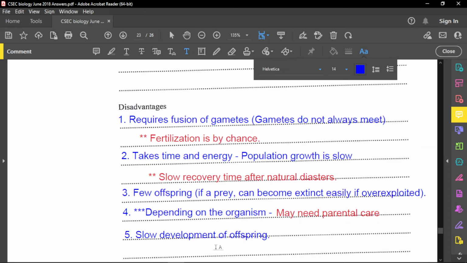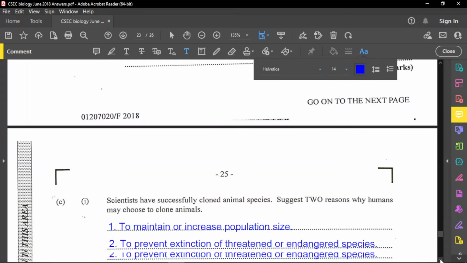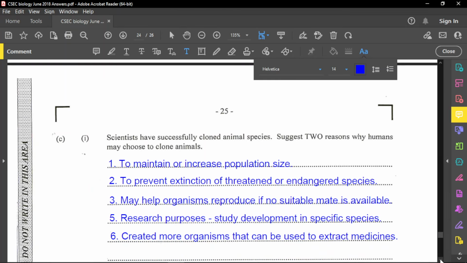Number 5 is the slow development of offspring. Offspring from sexual reproduction tend to develop slower than those that come from asexual reproduction. All right, and so we're on part C, and part C1 is that scientists have successfully cloned animal species. There are 2 reasons why humans may choose to clone animals. One is to maintain or increase population size. If population size is good, they can clone to maintain it, or to increase it if it's low. And 2 is to prevent extinction of threatened or endangered species.